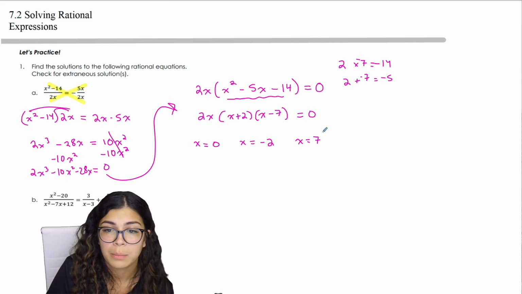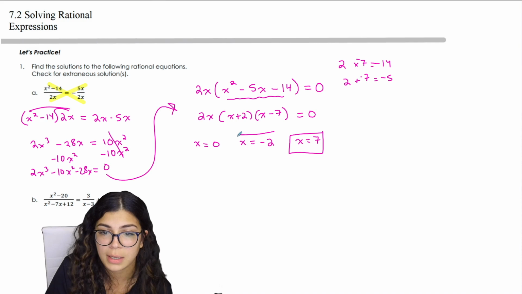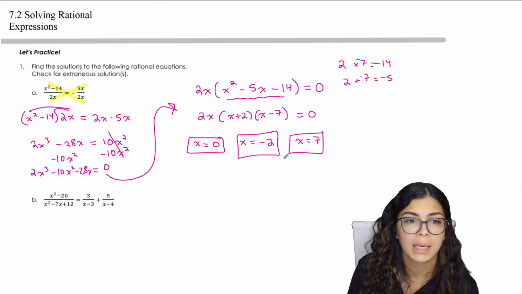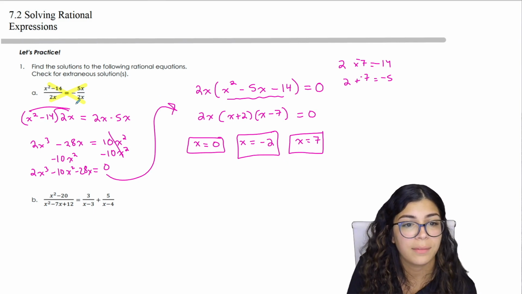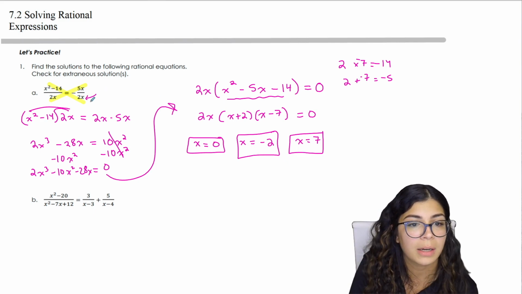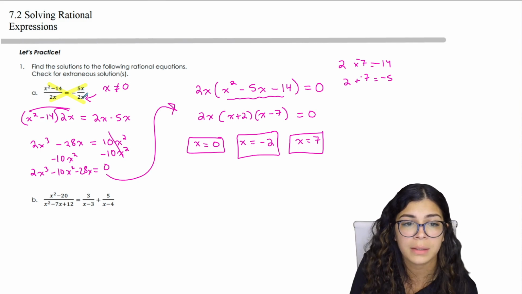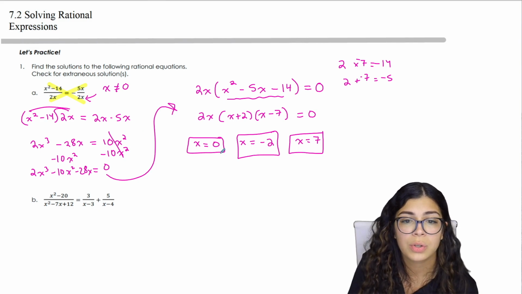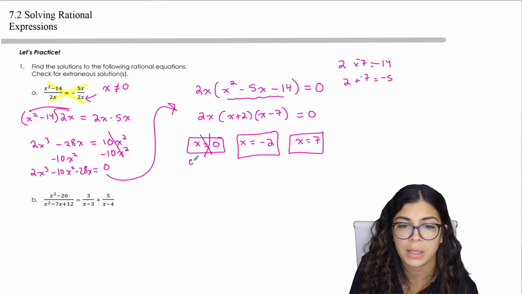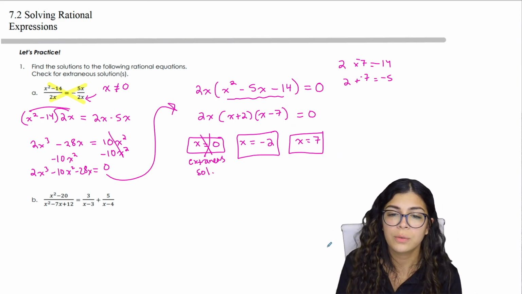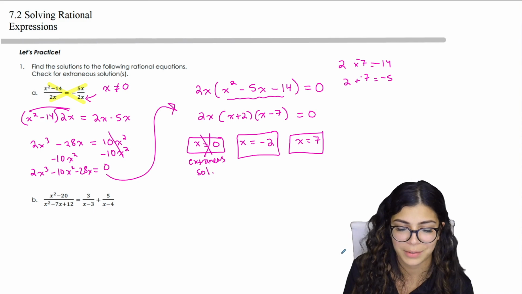Now, before I continue and just say I'm done, I want to go back and look at, do I have any excluded values? Now the denominator cannot equal 0, which means if x is 0, then that would not be defined, right? Then this would be undefined. So this solution is extraneous. Okay, so these two are good. We end up with two valid solutions, -2 and +7.